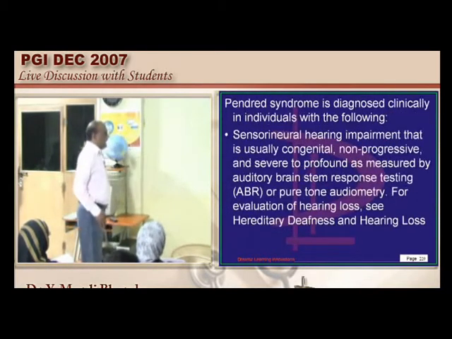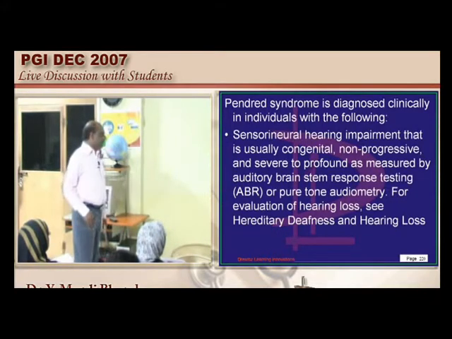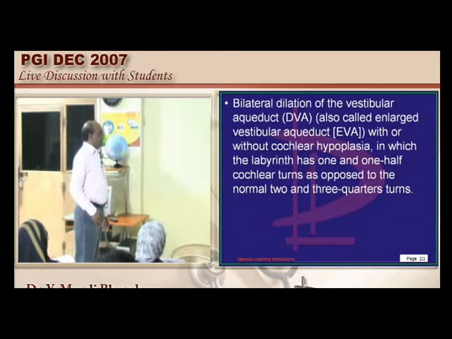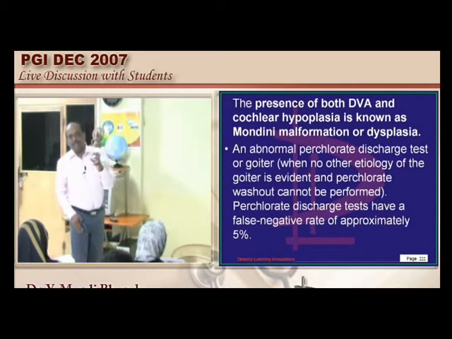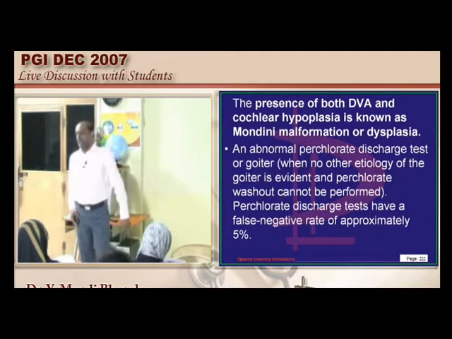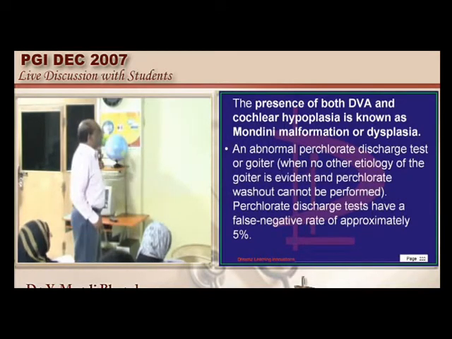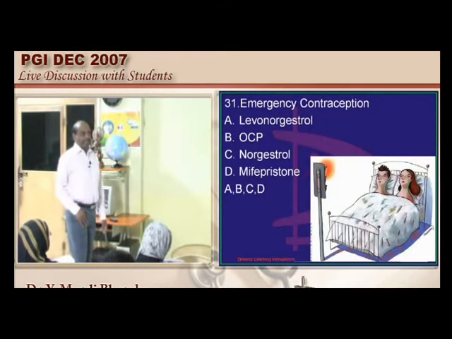The pathology lies with the vestibular aqueduct, which is typically abnormal, and also there is a dilatation of the vestibular aqueduct, and also there is a cochlear hypoplasia. So cochlea is not normal, and that is the reason there is a sensorineural deafness congenitally in those who are having the Pendred is what need to be basically remembered.